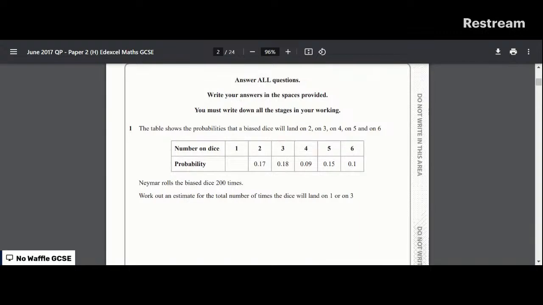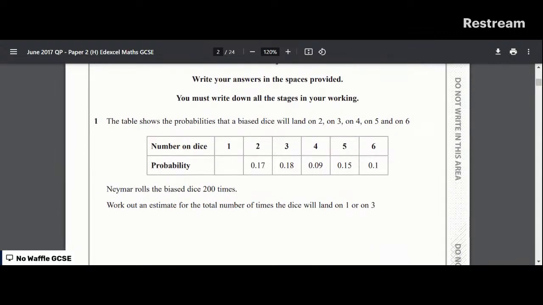The table shows the probabilities that a biased dice will land on 2, on 3, on 4, on 5, and on 6. Neymar rolls the biased dice 200 times. Work out an estimate for the total number of times the dice will land on 1 or on 3. So you've got a probability question here.